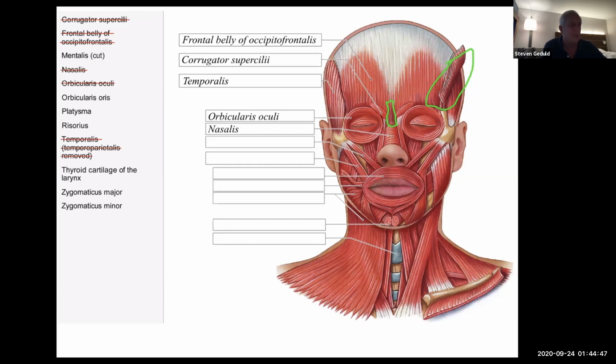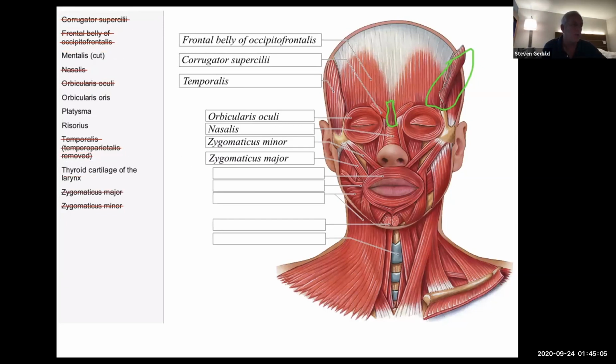There's two muscles there. Zygomaticus minor. Perfect. Zygomaticus minor is the superior muscle attached to the zygomatic bone. And the one below it would be the major. Zygomaticus major. Perfect, zygomaticus major.